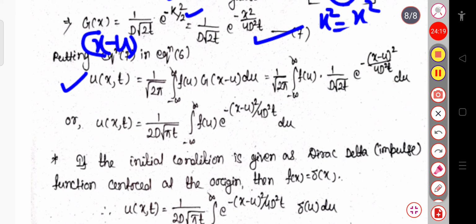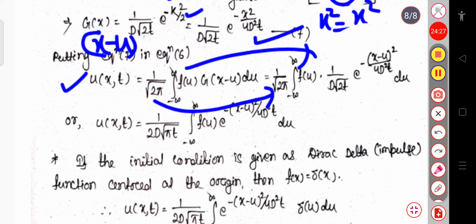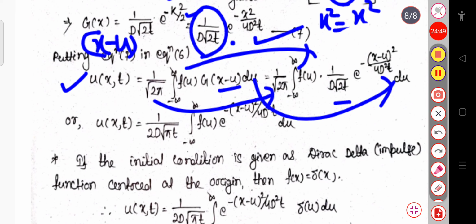That's why this will be 1 by root over 2 pi term here, integration from minus infinite to plus infinite f of u. In place of g of x minus u, I have to write 1 by d root over 2t into exponential, minus sign, x minus u whole square divided by 4d square t, and whole into du. Clear up to this much?